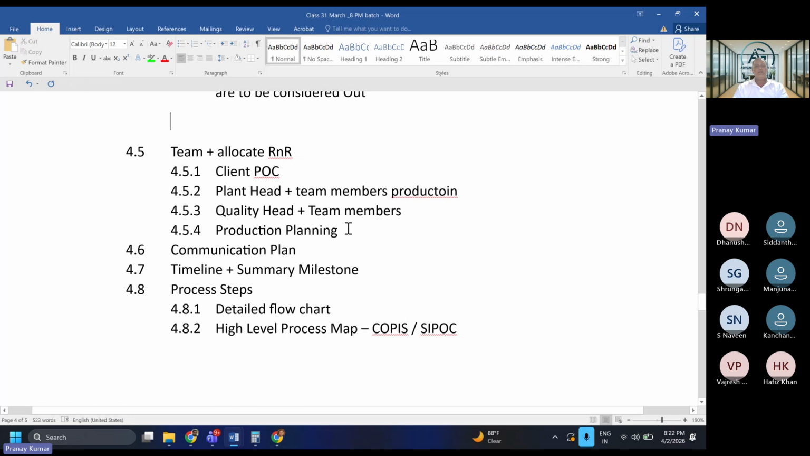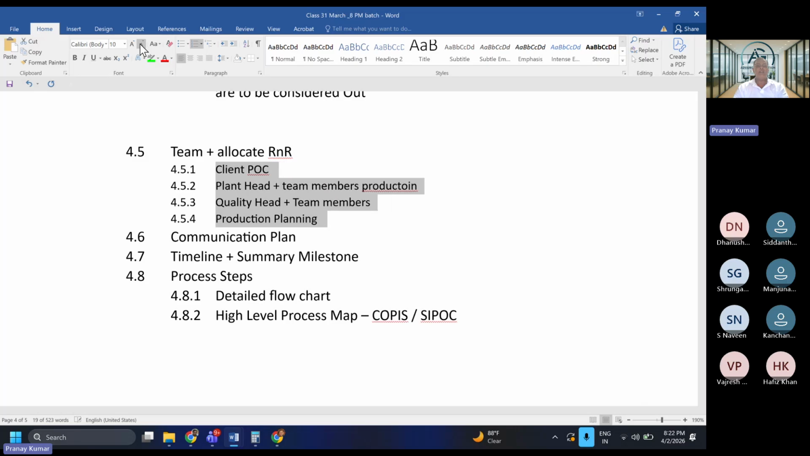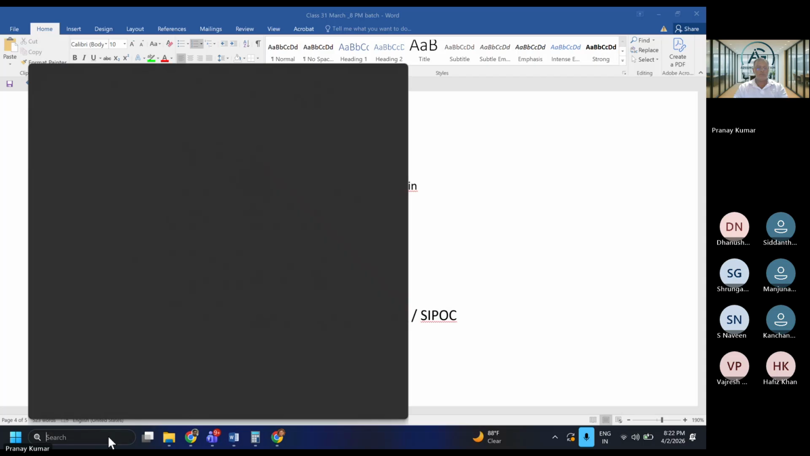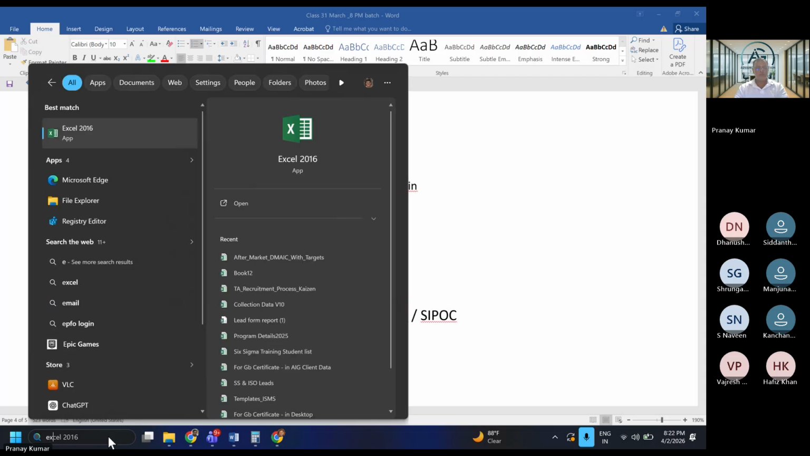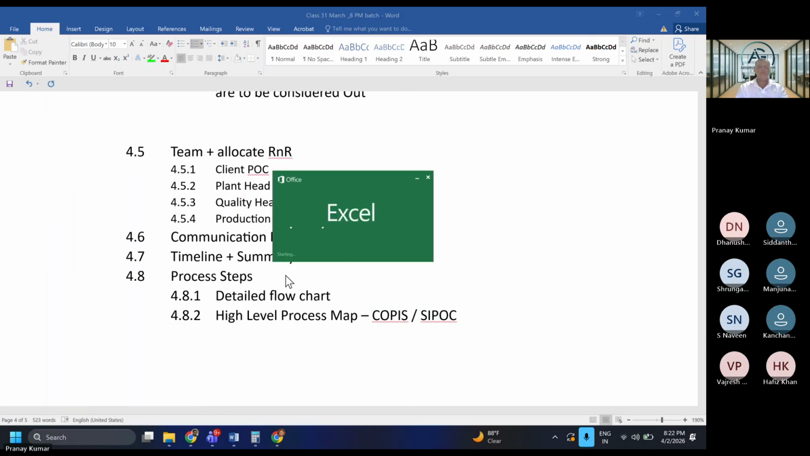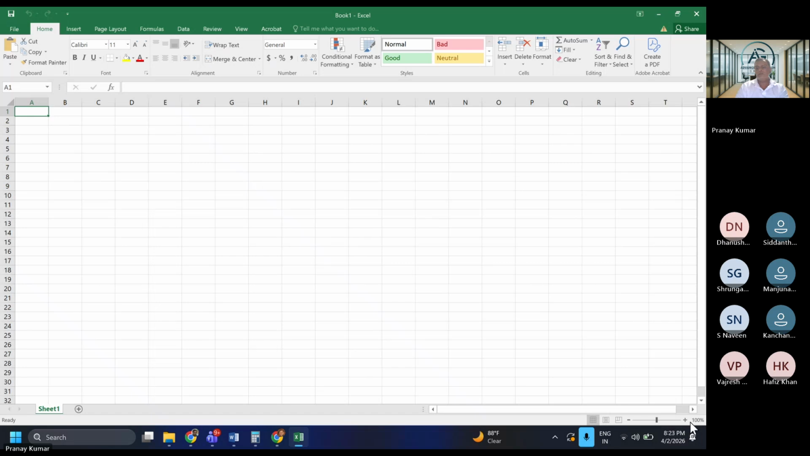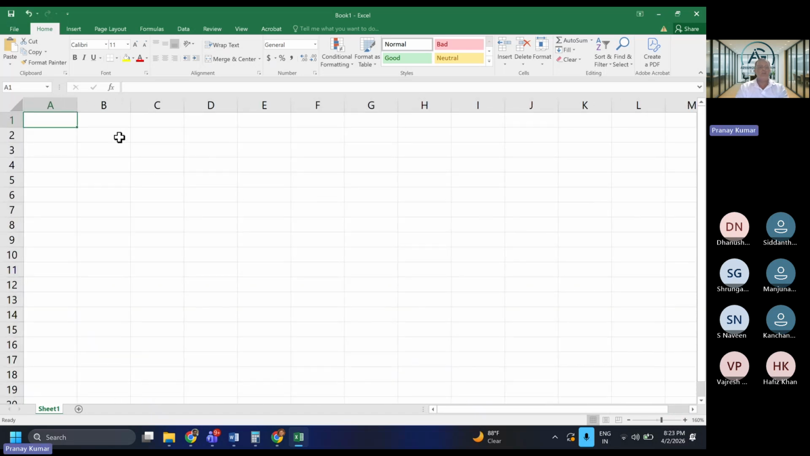Then we are allocating roles and responsibilities to our team in the form of RACI, RASIC, RMI, something like that. So let me show you how. I will want to list down activities associated with my project. I will want to list down people who are associated with my project.